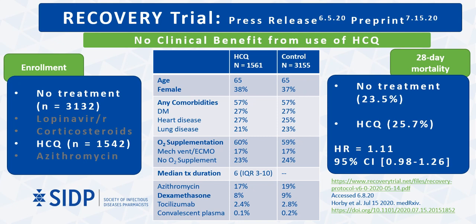Oxygen supplementation was required by 60% of patients in both groups. Invasive oxygen supplementation or ventilation was required by 17% of patients in both groups, and about a quarter of them did not require any oxygen supplementation. The bottom line of the table shows some concomitant treatments, and I want to point out that dexamethasone was used in 8 and 9% of patients in both groups.